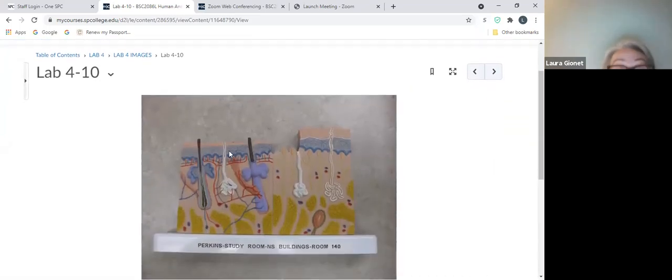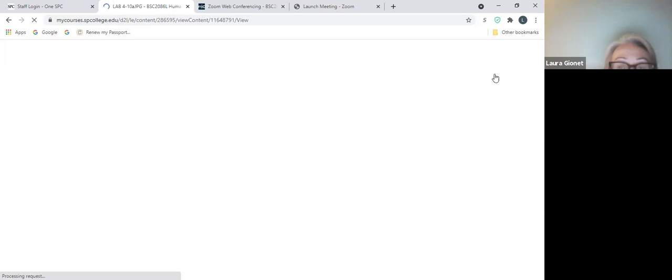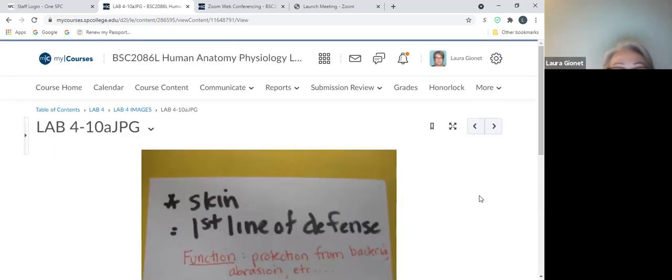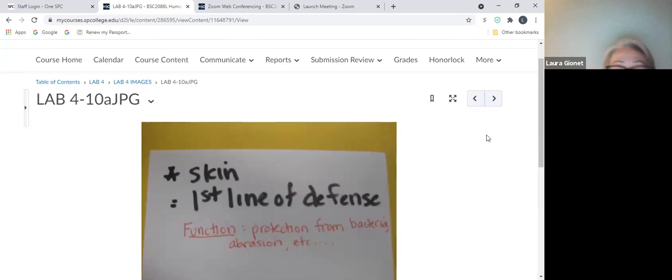But here we have a model of skin. This is one of the smaller ones from the A&P 1 lab. All right, so what are we trying to identify here? First line of defense in the immune system, the stratified nature of the epidermis. We have sweat glands, we have oil glands. We have dendritic cells thrown in here in the layers of your stratified squamous epithelium. Okay, skin, first line of defense, protection from bacteria, abrasion, etc.